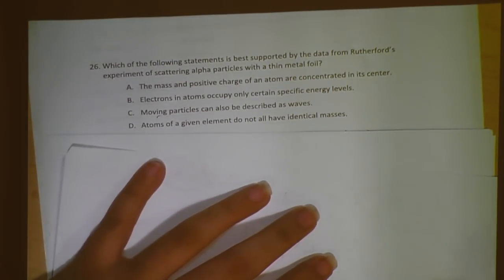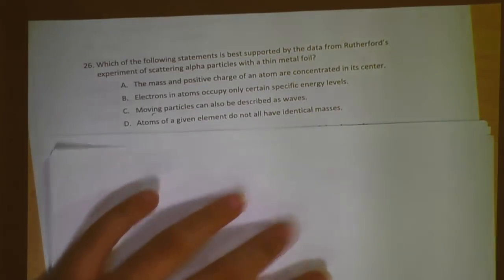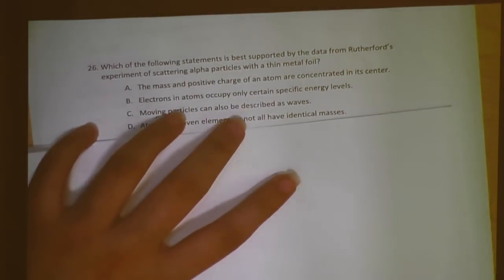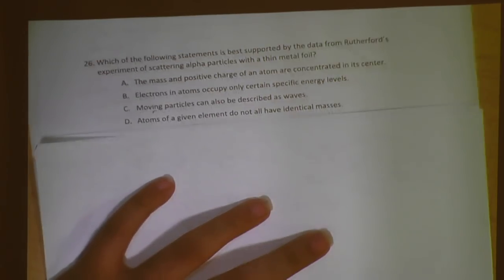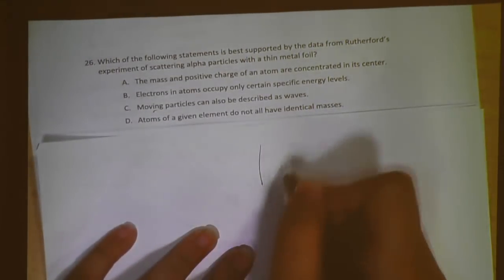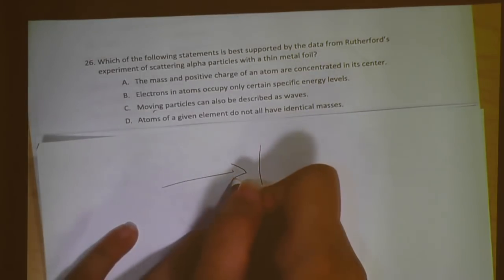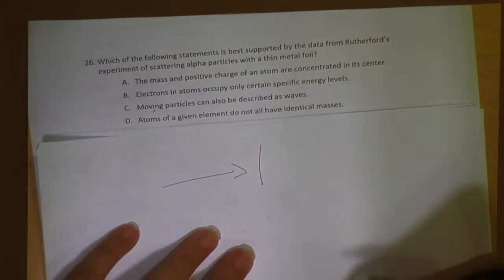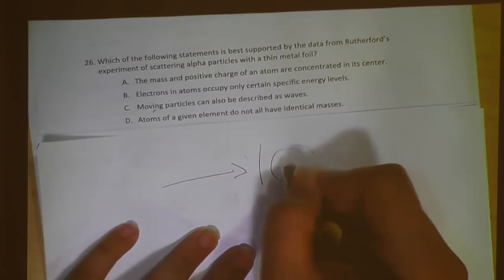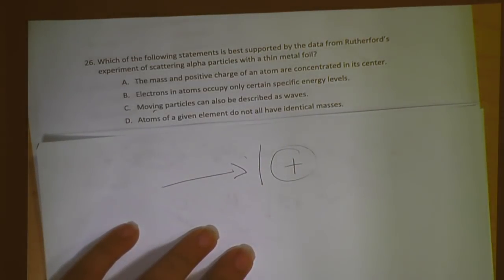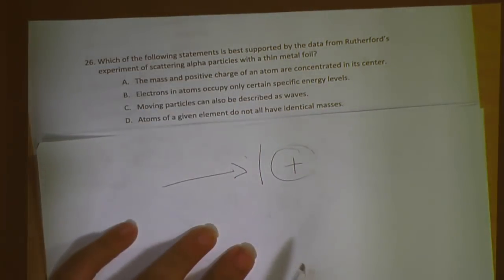The Rutherford experiment is the one with the gold foil, where there was something shining through it, the alpha particles, and it basically showed the scattering of these alpha particles, showing that there is going to be a positively charged center. So based on that, let's read the answer choices.